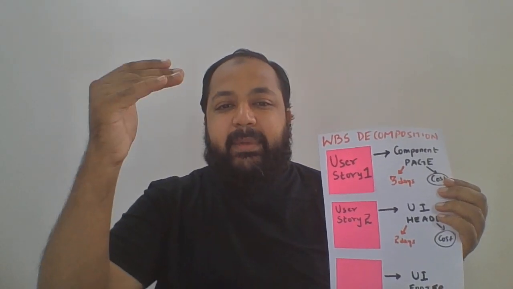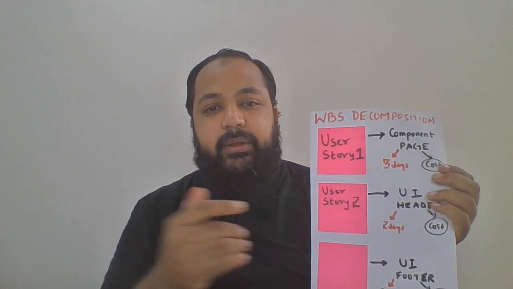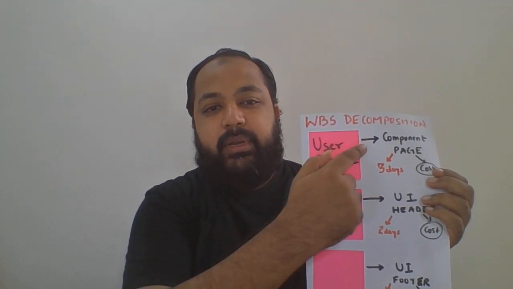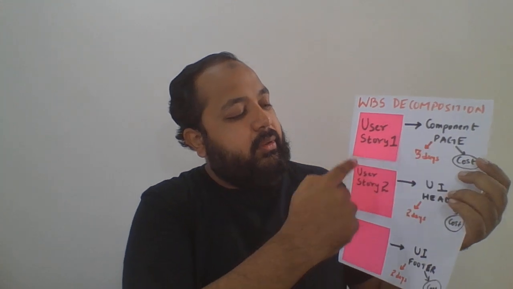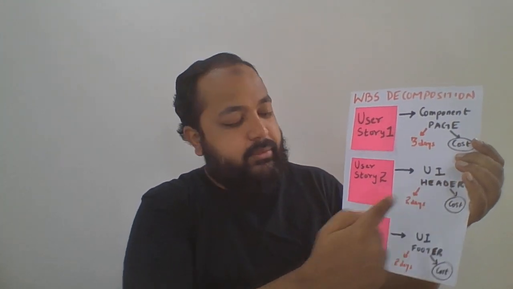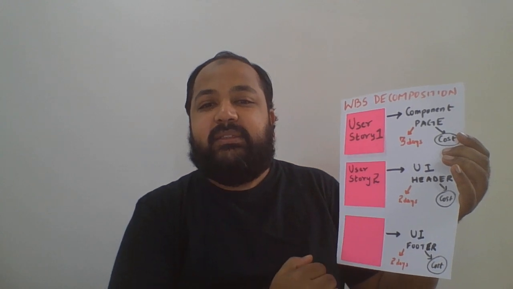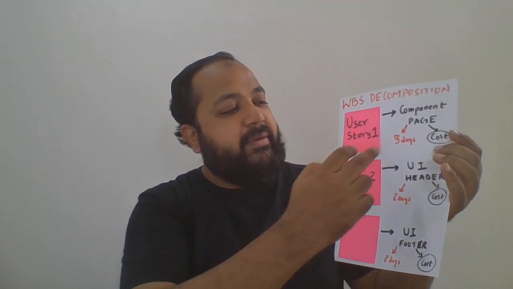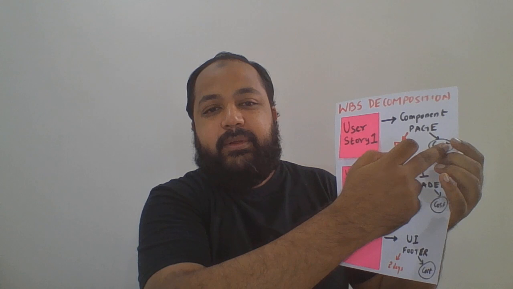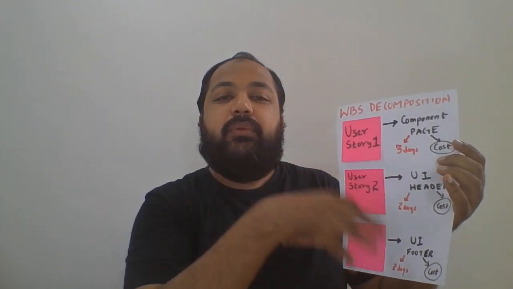Now, decomposition: if I have to see it in Agile, an epic is broken down into user stories. So user story 1, let's say, is a page component. Then user story 2 is a UI header. User story 3 is a UI footer. So these are the different work packages. Each package has the duration, the cost associated with it, and who is working on it. So that's how you have a regular WBS in an organization. It could be user stories or anything. So that's about the WBS completely for your PMP examination.